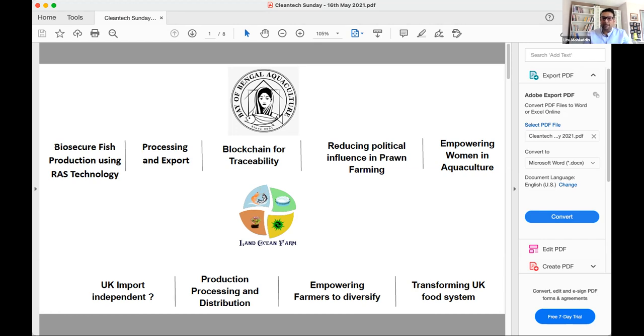How did we want to do that? Biosecure fish production using recirculating aquaculture technology. Why? Because the conventional way of producing prawn loses consistency and doesn't have traceability. Because it's open aquaculture, we mostly depend on the Almighty to get this sorted. And the EU, UK, and most Western countries don't like to accept that prawn because looking after the live animal is very cruel, and in terms of processing and export, there is a lot of negativity there.